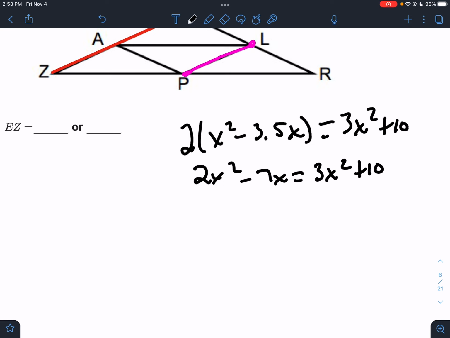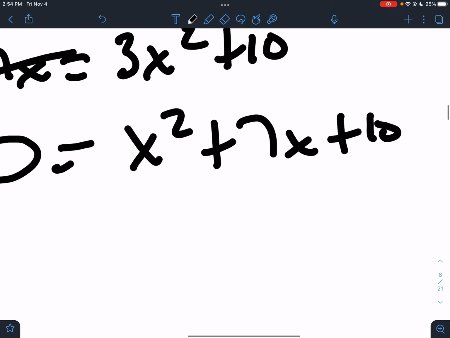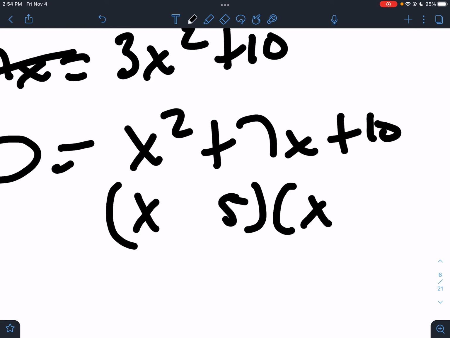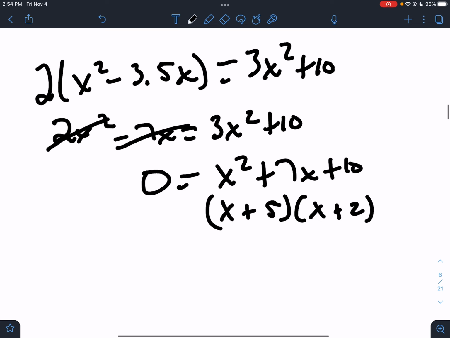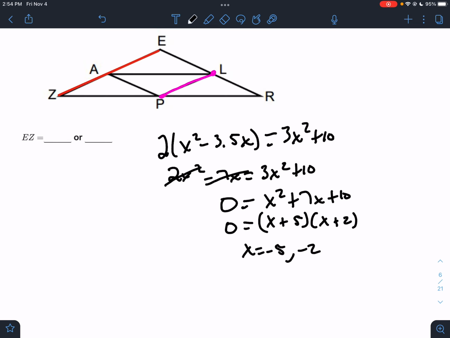And this is a quadratic. So we want to make one side 0. Subtract the 2x squared over, I get x squared. Add the 7x over, get 7x. And then we have a plus 10 over here. So we eliminate everything from one side. And then we ask ourselves, all right, factoring. What factors of 10 add up to 7? That's the question. Factors of 10 that add up to 7. And they're going to be 5 and 2. And they're going to be both plus. How do we get plus 7 out of 5 and 2? Plus and plus. So x equals negative 5 and negative 2.